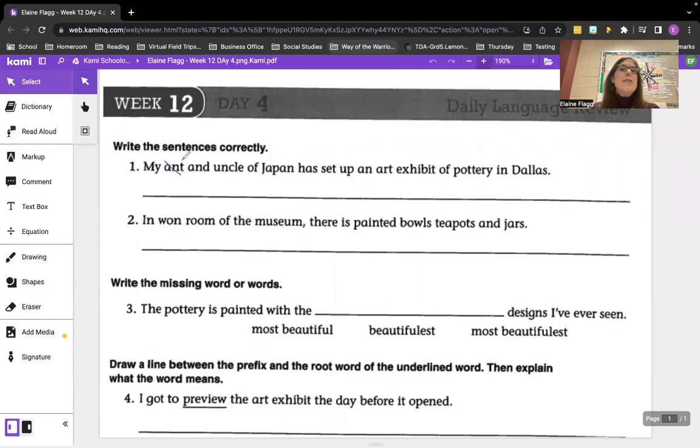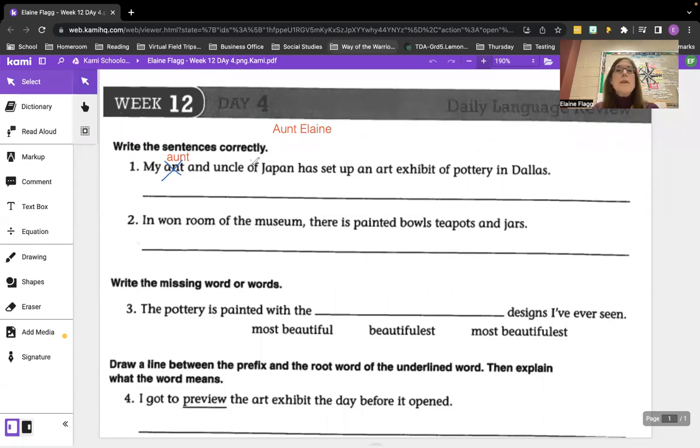The first error you get to is aunt. Your mom's sister or your dad's sister is your aunt. Now, if it's part of their title, like I am Aunt Elaine, you capitalize both aunt and Elaine. But if it's just any aunt and uncle, it's not part of their name, you leave it lowercase. So my aunt and uncle, both lowercase, and they are from Japan.